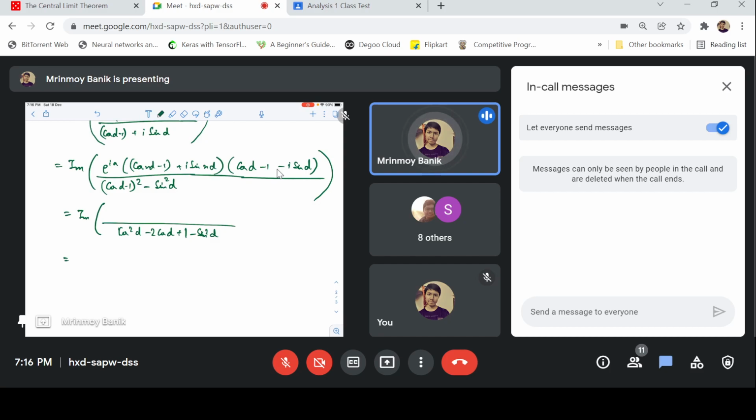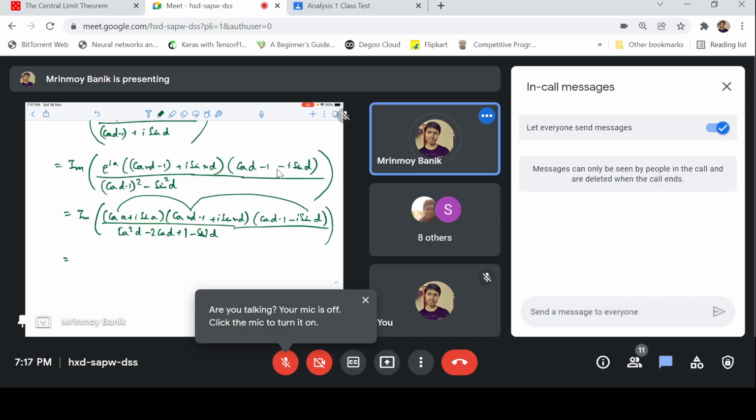Okay, so now from the numerator, we have to collect the imaginary terms. So here we have cos plus i sin. So real, imaginary, or just a minute, it shouldn't look this difficult.